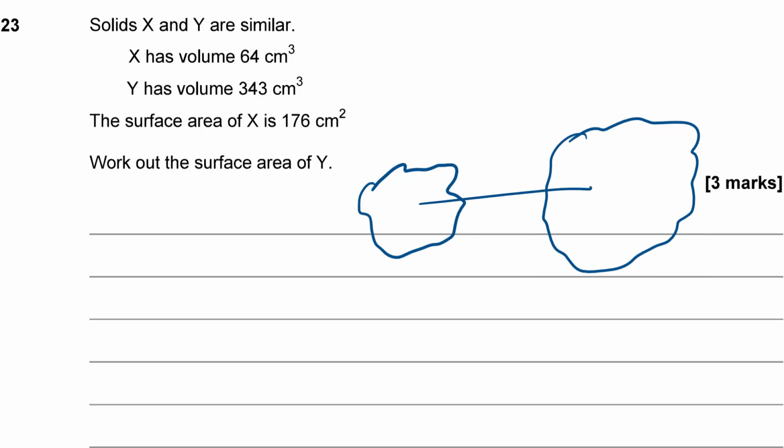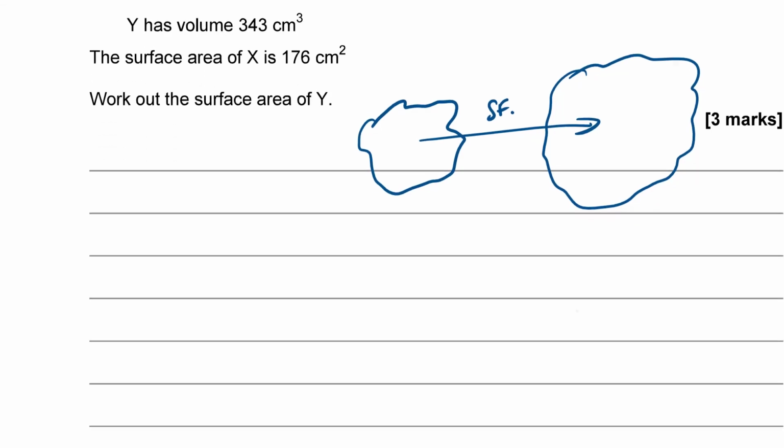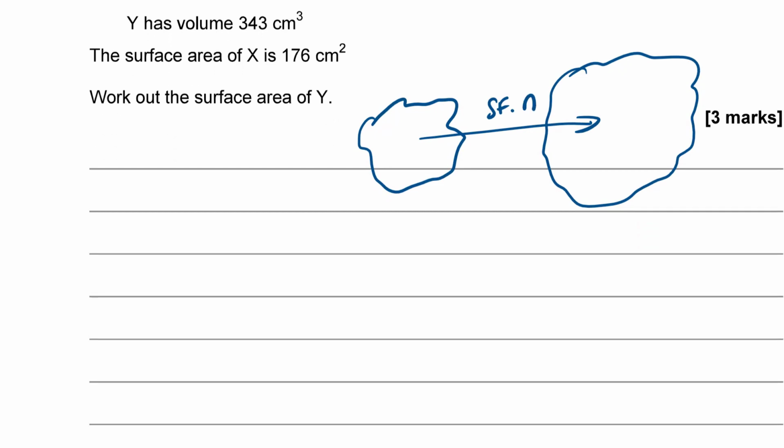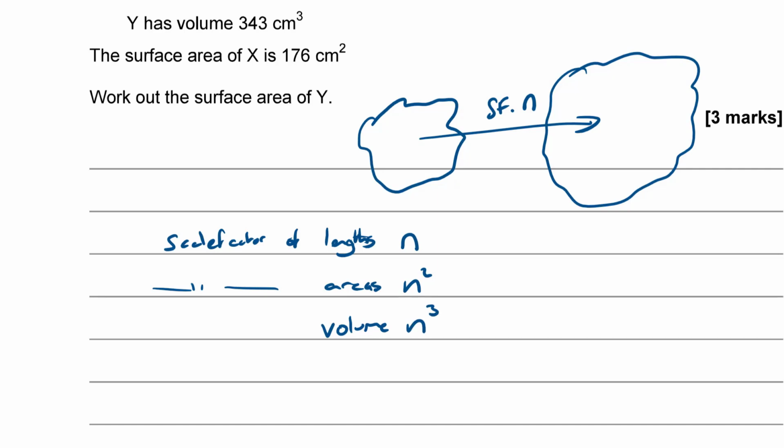So what's the scale factor? We need to find the scale factor, don't we? Now, there is a relationship between the scale factors of lengths, areas, and volumes. Let's say the scale factor of lengths is n. Then the scale factor of areas is going to be the square of that, n squared, and the volumes are going to be in the relationship of n cubed.